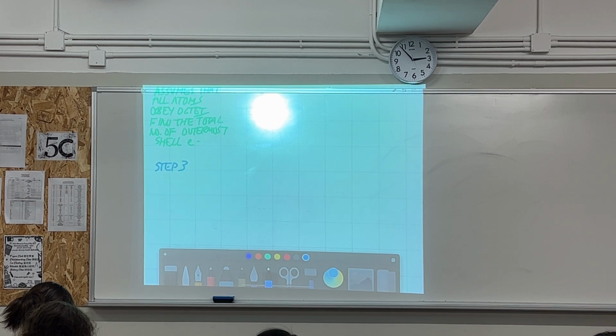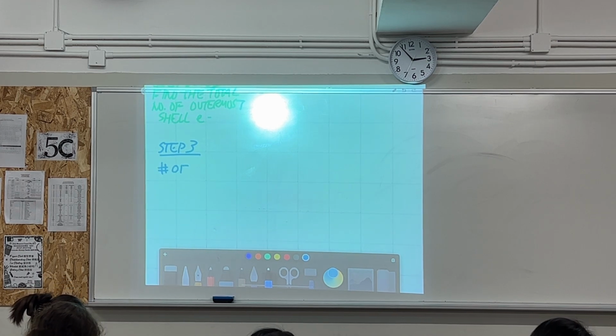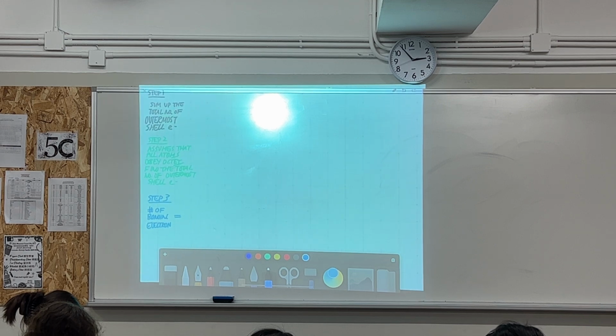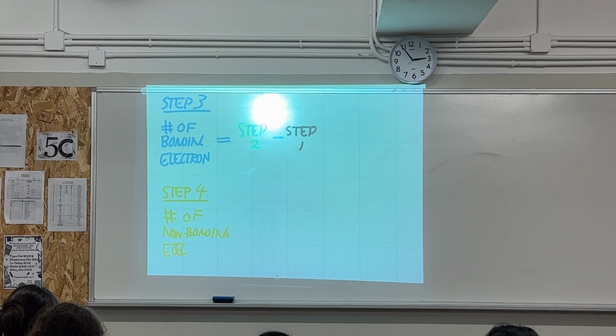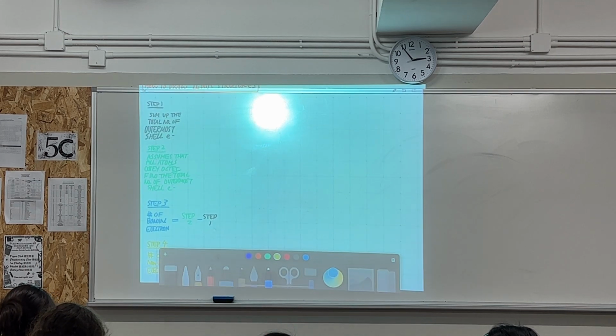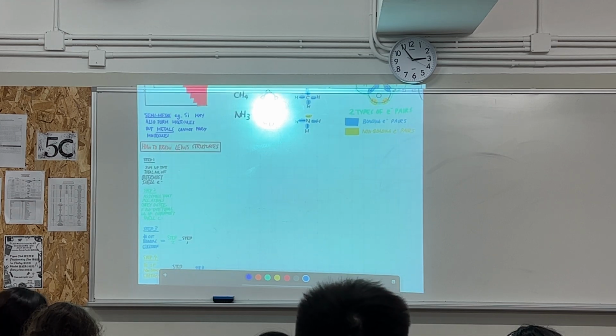Step 3 is to take the answer you have from step 2 minus the answer you have in step 1. That will give you the number of bonding electrons. Okay, and just one more step, bear with me. Lastly, step 4, we have to find the number of non-bonding electrons. The number of non-bonding electrons is found by subtracting the answer from step 3 from the answer you have from step 1. If you remember these rules, you can draw 99% of the molecules in the exam.